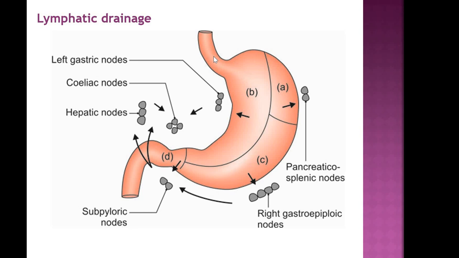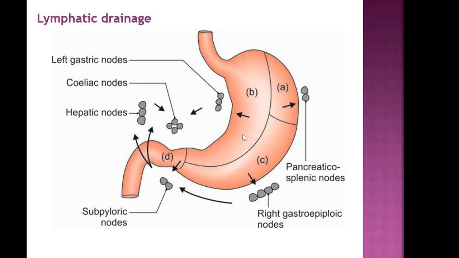Then we will study the lymphatic drainage. For the lymphatic drainage, the stomach is divided into four areas: area A, B, C and D. Area A is the upper one-third of the left side. It drains into the pancreatosplenic lymph nodes, which lie along the splenic artery, along the posterior aspect of the stomach. These also drain into the celiac nodes. Lastly, it drains into the celiac group of lymph nodes.